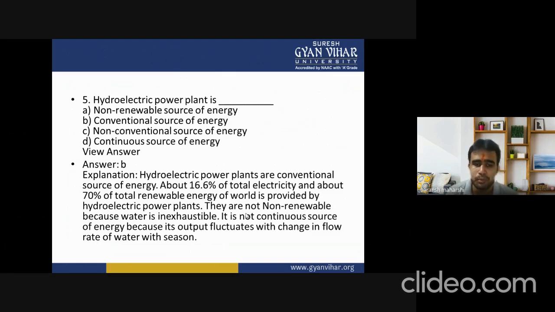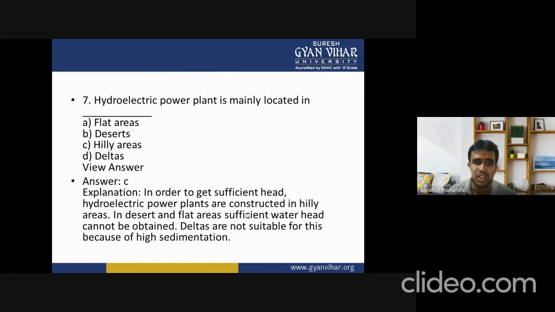About 16.6% of total electricity and about 70% of the total renewable energy of the world is provided by hydroelectric power plants. They are not non-renewable because water is inexhaustible. It is not a continuous source of energy because its output fluctuates with the change in flow rate of the water with season. Question number 7.